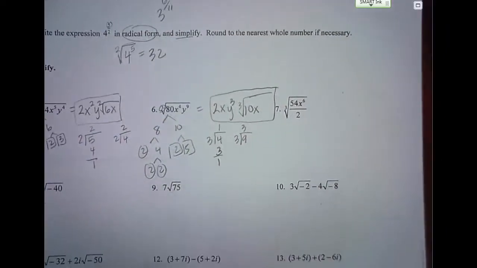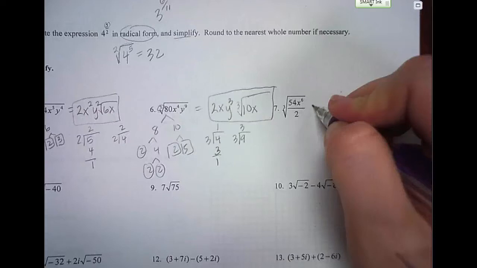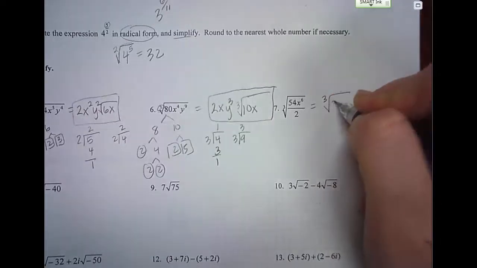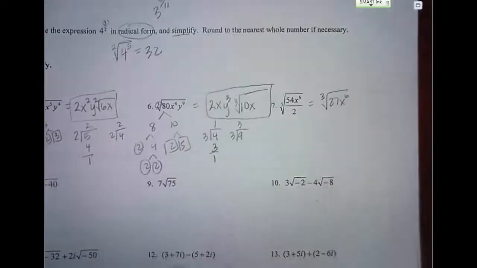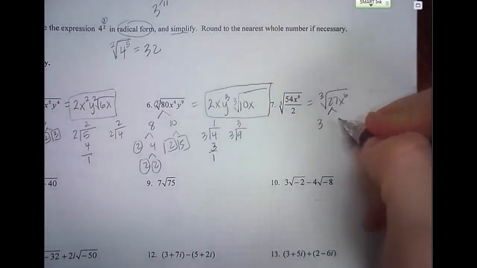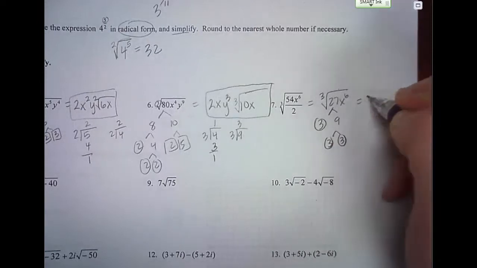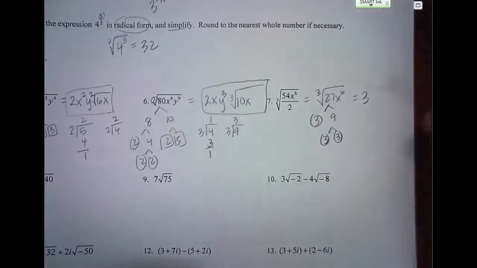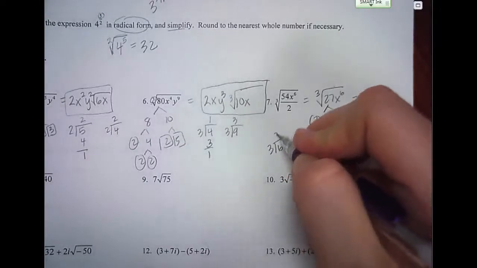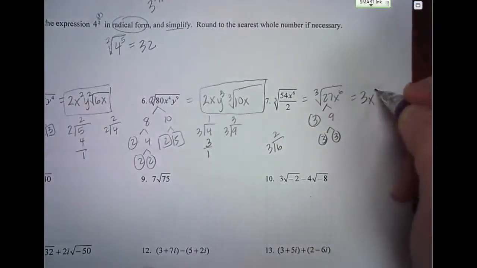Number 7, first I would divide 54 by 2, so cube root of 27x to the 6th, and then break it down. So I have a group of 3, so I pull a 3 on the outside, and then 3 goes into 6 twice, nothing left over, so I have 2 x's on the outside.